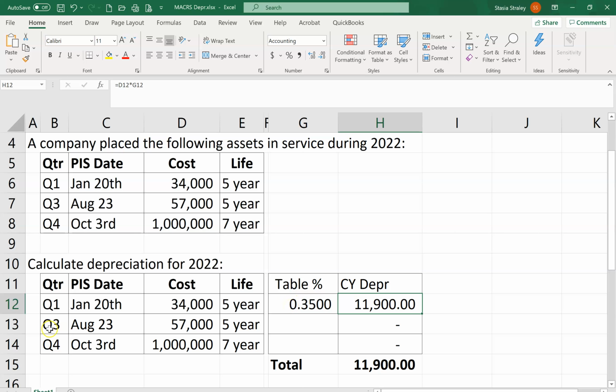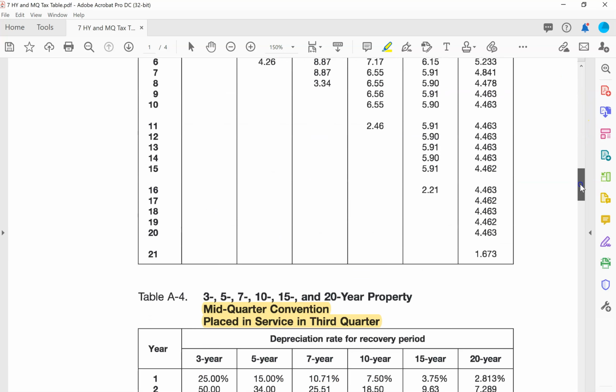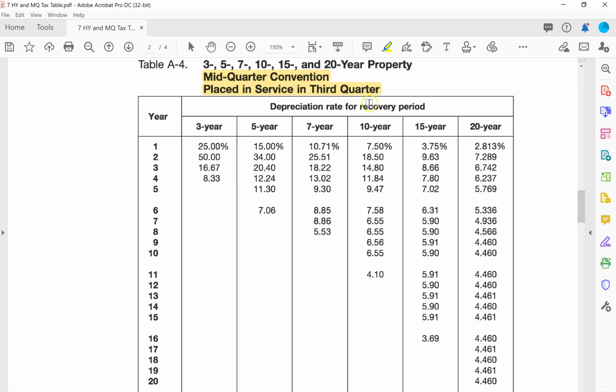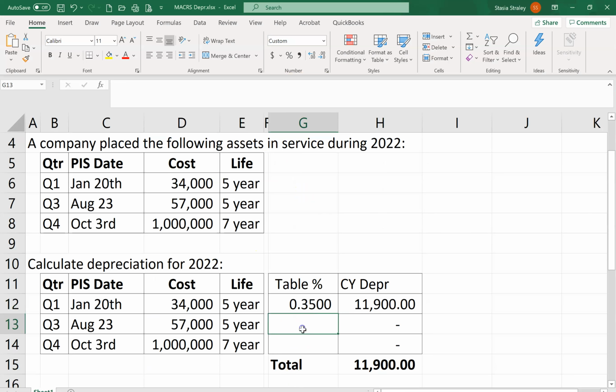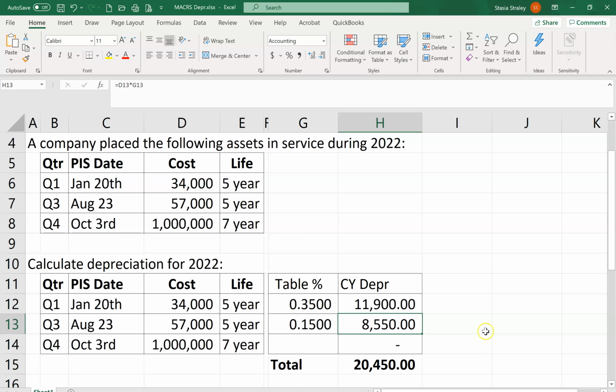So then we'll move on to the quarter 3 asset. And again, we're still in the first year, 2022, so year 1. And this is also a 5-year asset. So let's go find that quarter 3 table. So this is mid-quarter convention, placed in service third quarter. So again, we're here in year 1. We are still with a 5-year asset. So this is going to be 15%. So we're going to come over here and plug in 15%. And again, this is auto-calculating, but it's just taking the cost, $57,000 times the 15%, and that gives us $8,550.